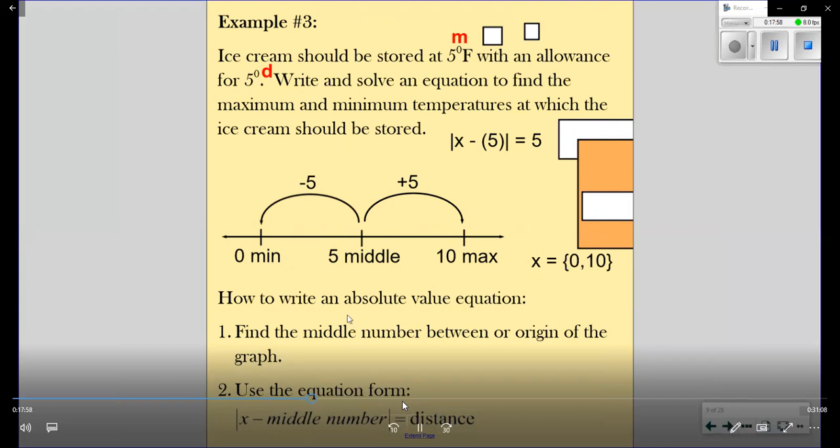So again, to write an absolute value equation, find the middle number between the origin of the graph, and then use the equation to find your range, your top and bottom.